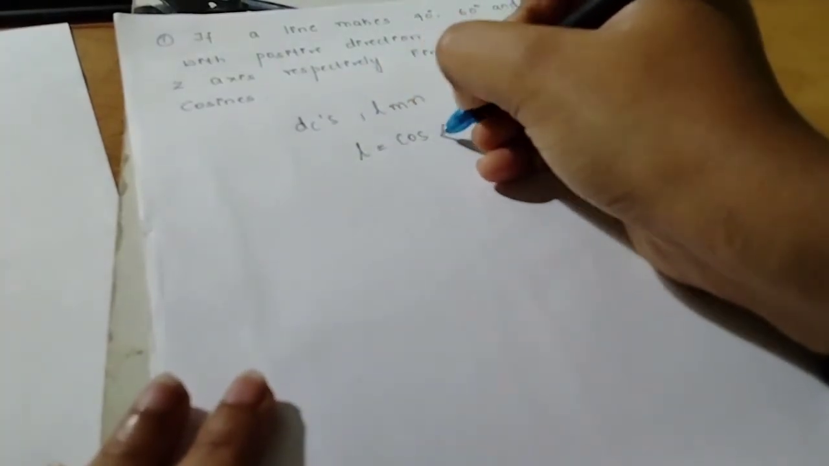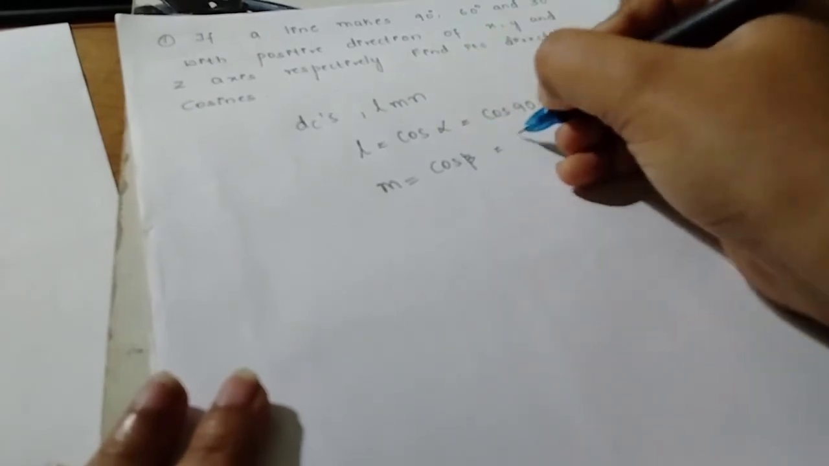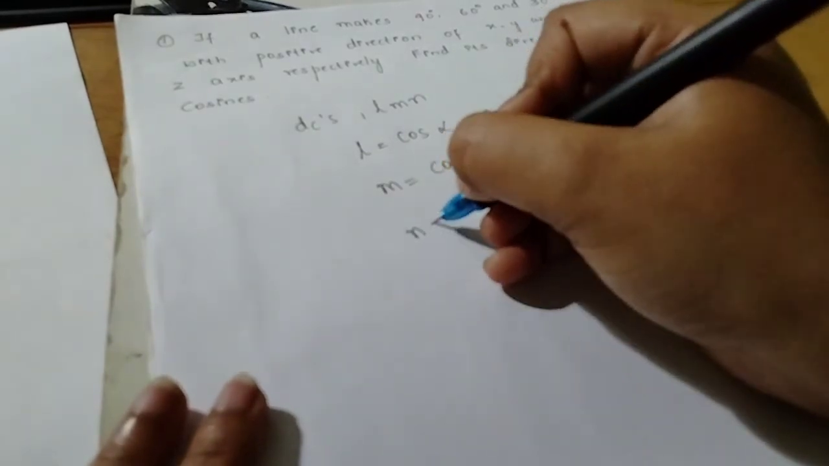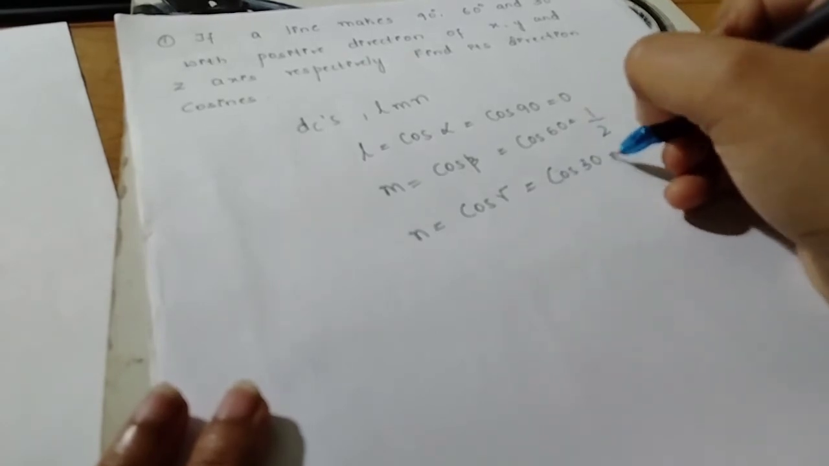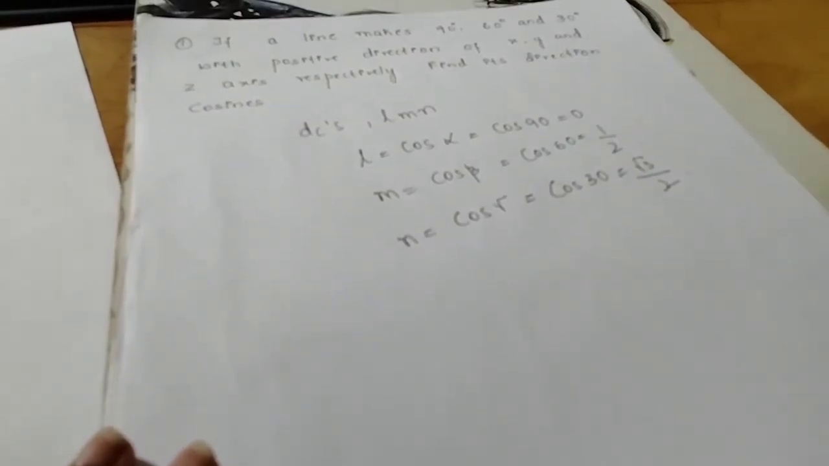To find this, L is equal to cos alpha. Cos of 90 is equal to 0. Then M is equal to cos beta, cos 60 degrees, which is equal to 1 by 2. Then N is equal to cos gamma with respect to the z axis, cos 30 degrees, which is root 3 by 2. So the values of L, M, N are 0, 1 by 2 and root 3 by 2. Simple example. If it is making angles, you have to take the cosine of that angle for the direction cosine.